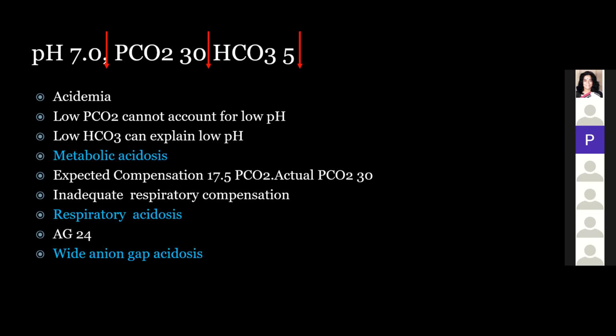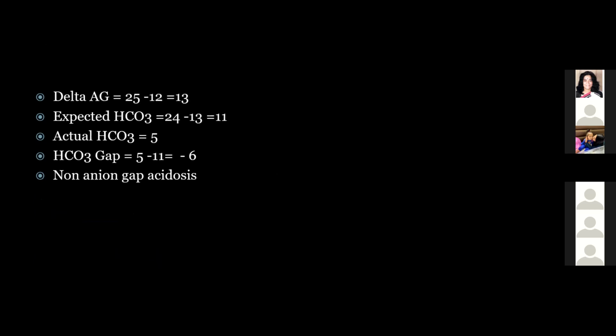So for a change of anion gap of 1, your bicarb should fall by 1, so you should have a drop of bicarb by 12, right? Yes. So if you see your delta anion gap, you have an anion gap of 25 or whatever, minus 12 is 13. You would have expected a bicarbonate of around 11, but your actual bicarbonate is 5. So your bicarb has fallen much more than you would expect from the wide anion gap. Instead of stopping at 11, it has gone down further, even to 5.